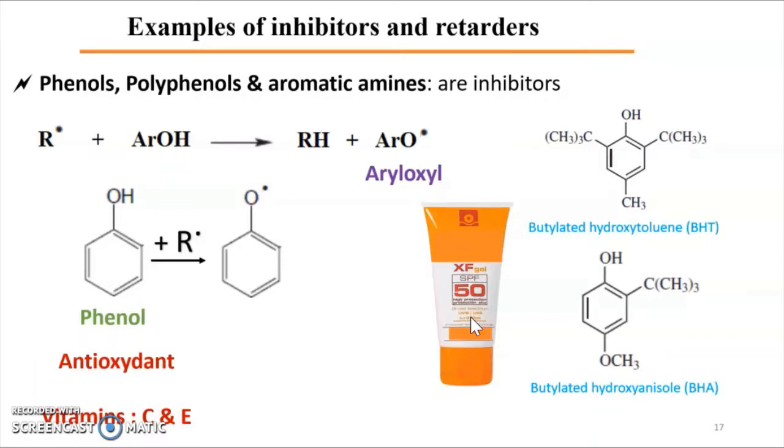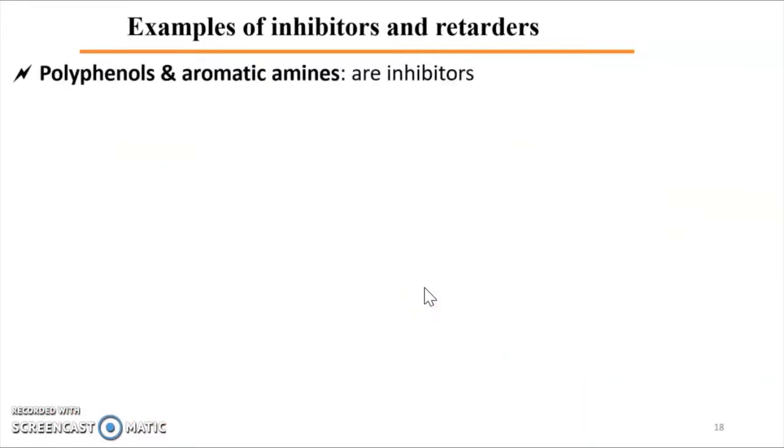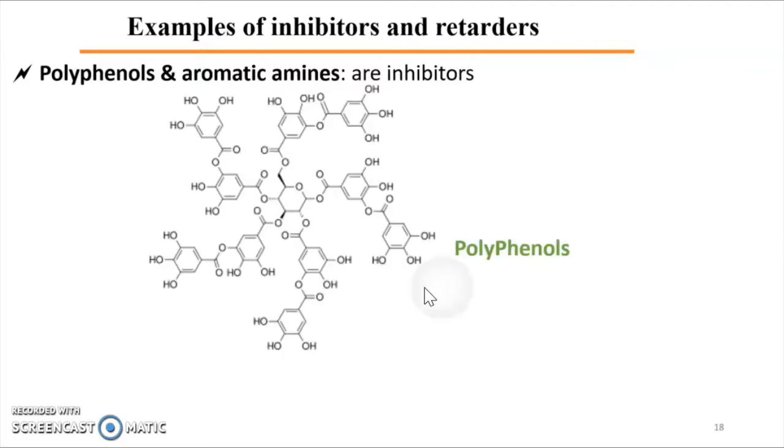So if you have a sunscreen with low SPF, you have to apply the cream for a short time because the shelf life of the antioxidant is limited. So you have to repeat the application every 1 hour, 2 hours, 3 hours according to the SPF value. The third example is the polyphenols, which are also inhibitors.